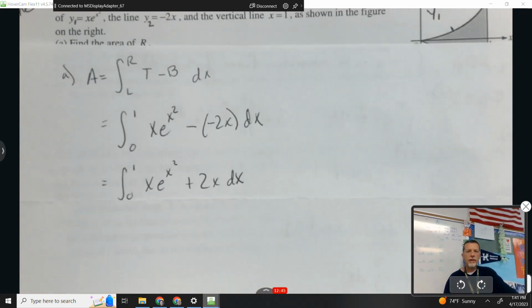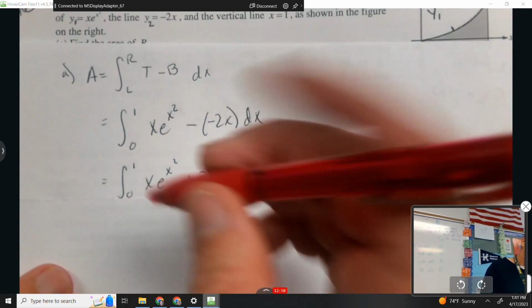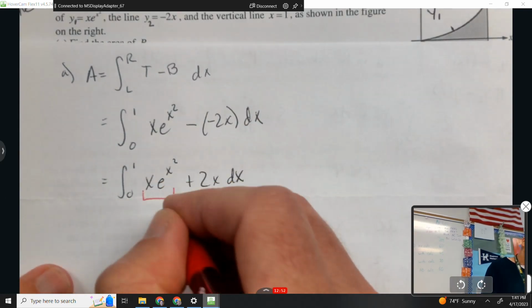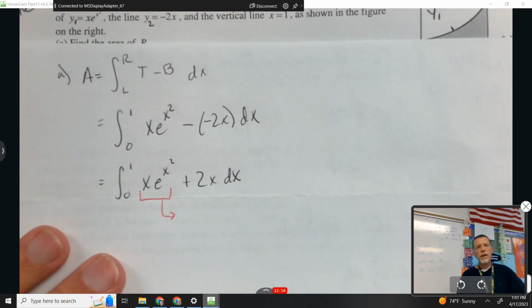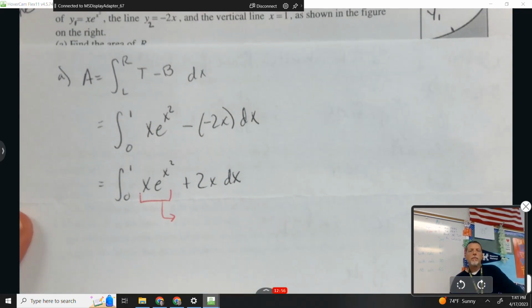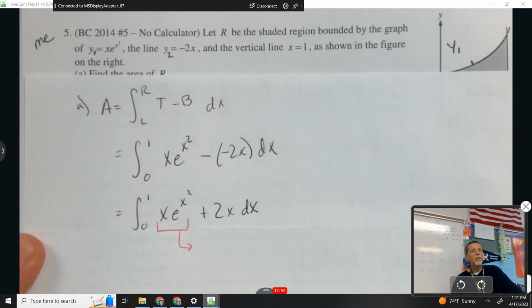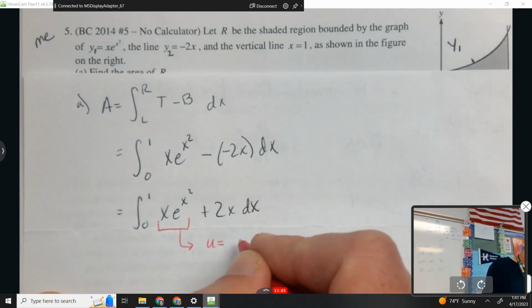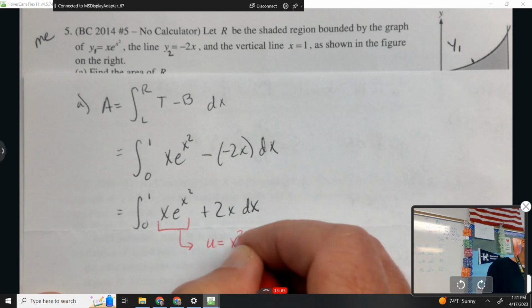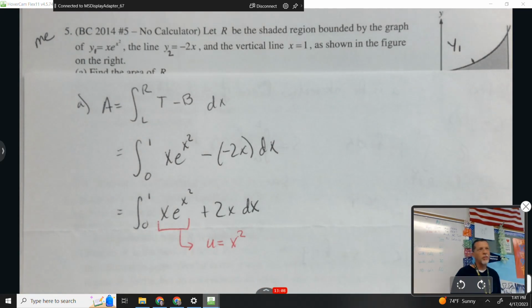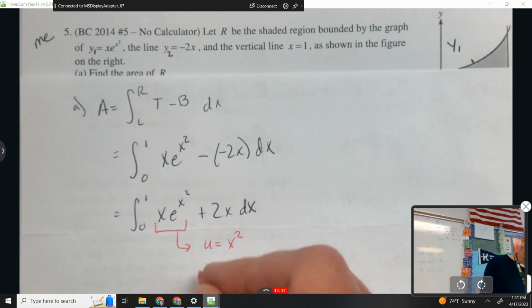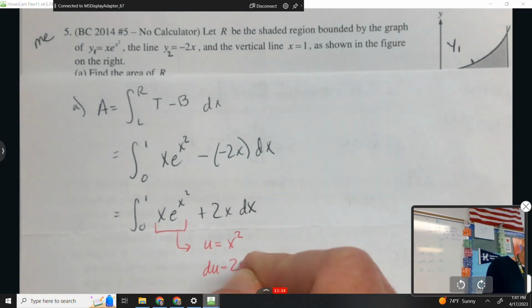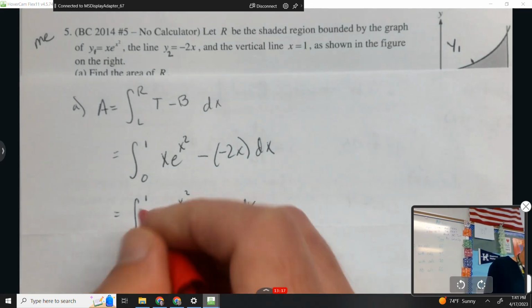Okay. Integrating 2x is easy. Integrating x e to the x squared is a little harder. Could we use u-substitution? We could definitely use u-sub. What would be a good candidate for you? E to the x squared? Yeah, just x squared. If you pick e to the x squared, then du is going to be e to the x squared times 2x, and you're going to have a mess. So du is 2x, which is good.